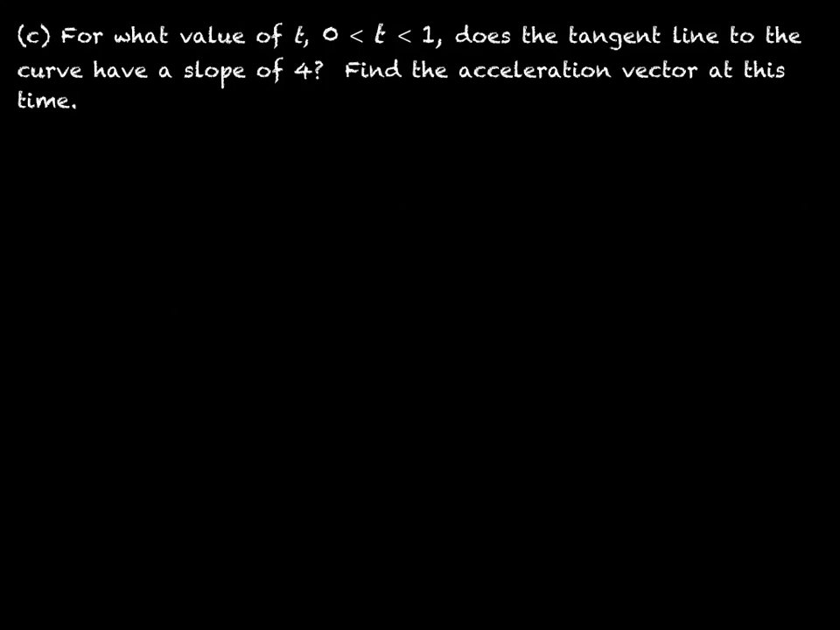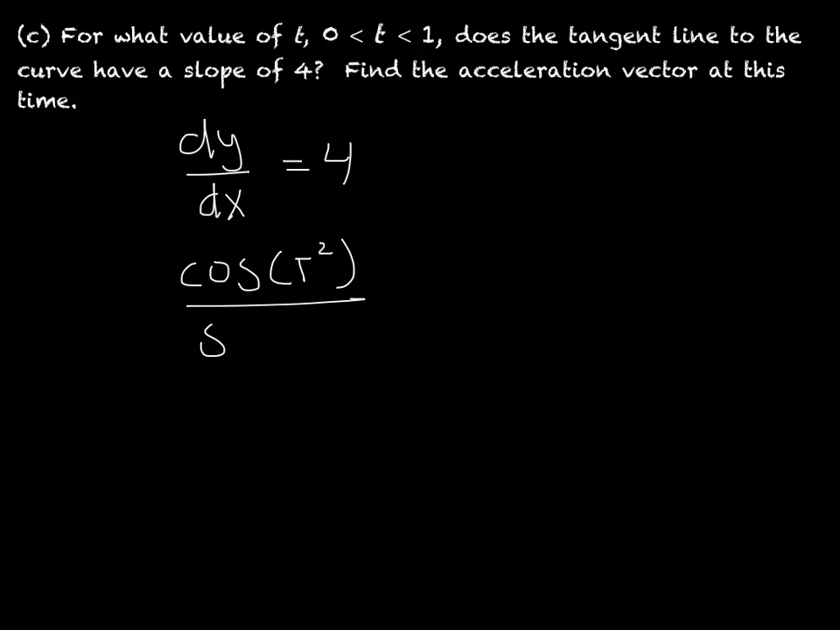All right, part C. For what value of t between 0 and 1 does the tangent line to this curve have a slope of 4? Well, you can see what we need to do here. We need to set dy/dx equal to 4 and figure out the time. So dy/dx, once again, is cosine of t squared over sine of t cubed. And we want to set that equal to 4.